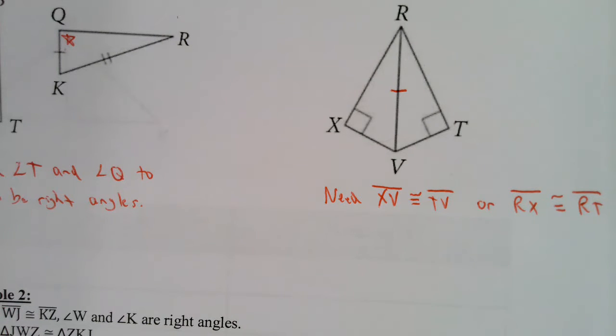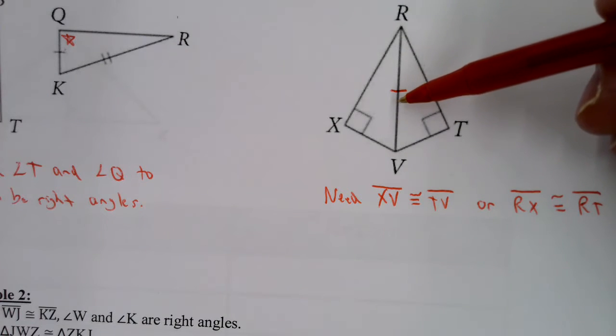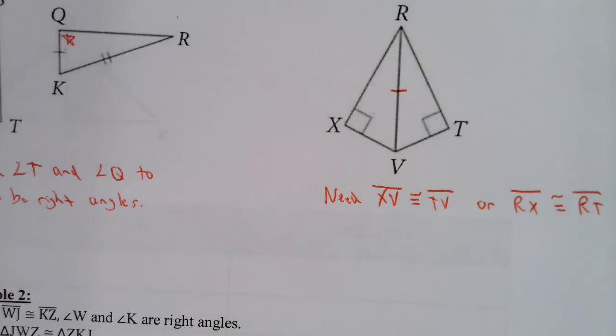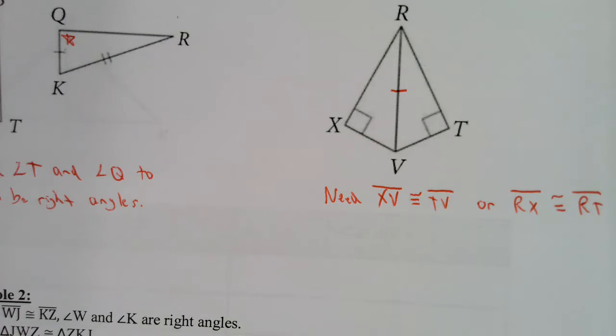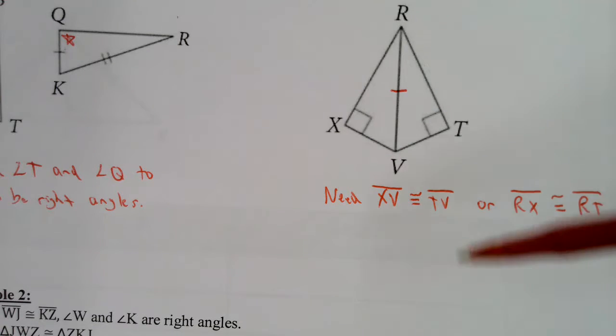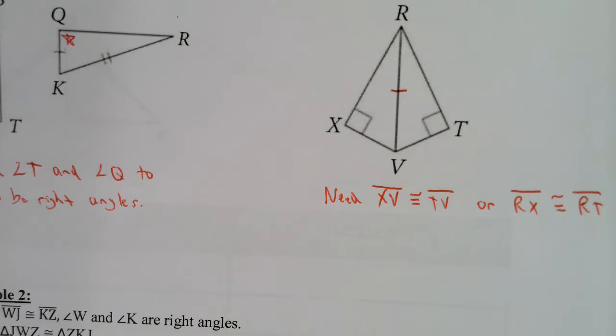You already know you have the right angles and therefore the right triangles. You already know that the hypotenuses are congruent because this hypotenuse is shared, reflexive property. So you need to know that a pair of legs is congruent. So you need to know either segment XV is congruent to segment TV or segment RX is congruent to segment RT.